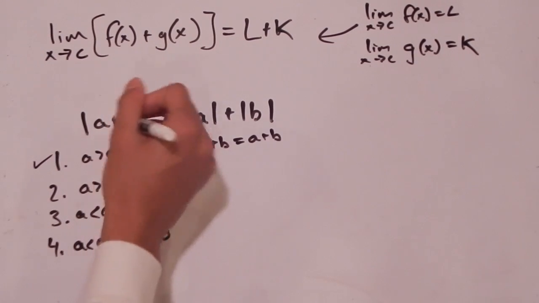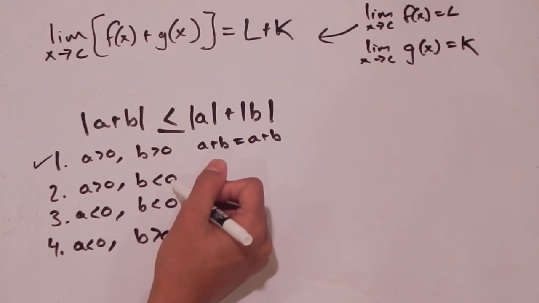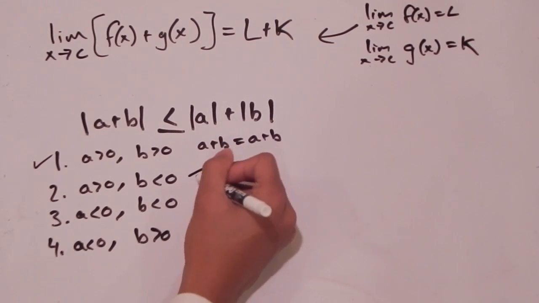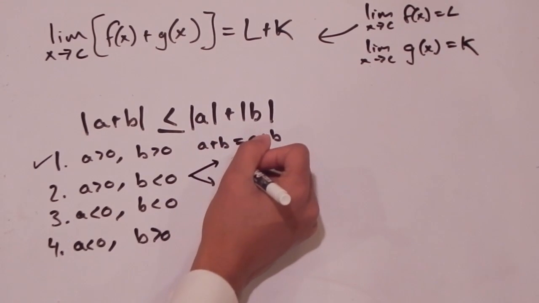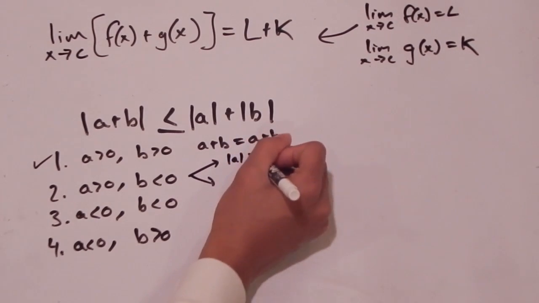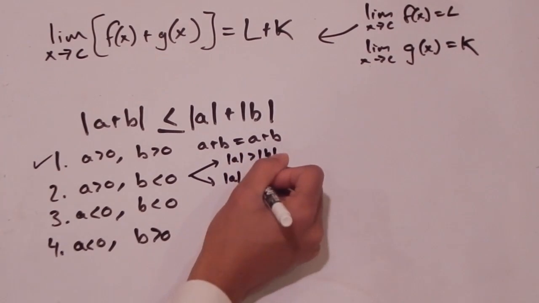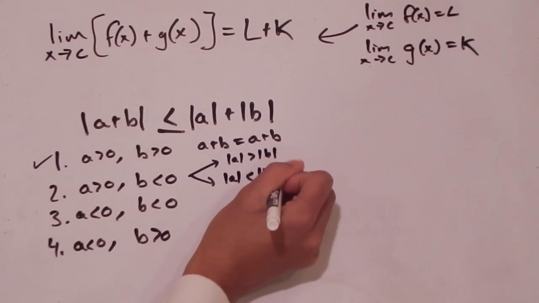We're going to look at when a is greater than 0 and b is less than 0. So there's actually 2 cases this splits into: when the absolute value of a, or the magnitude of a, is bigger than the absolute value of b, and when the absolute value of a is less than the absolute value of b.